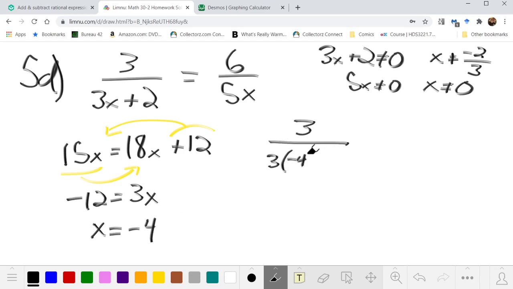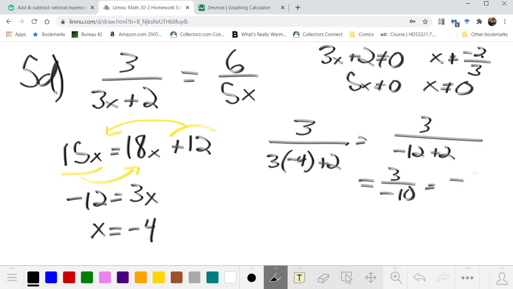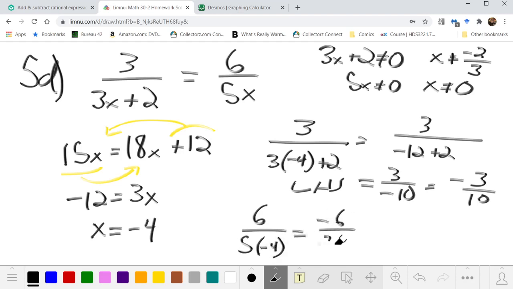3 over 3 times -4 plus 2 is 3 over -12 plus 2 is 3 over -10, or a -3 over 10 on the left-hand side. And 6 over 5 times -4 is a -6 over 20, or a -3 over 10 for our right-hand side, which checks out. So x is -4.